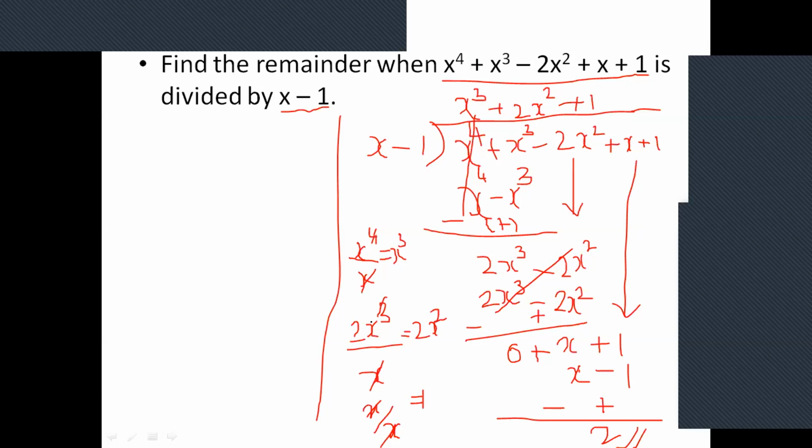Now suppose I want to use the remainder theorem, how will it be? You just have to take whatever they have given as p of x.